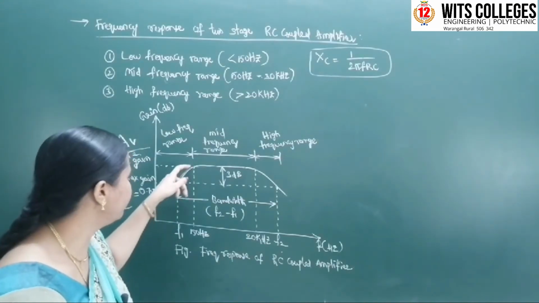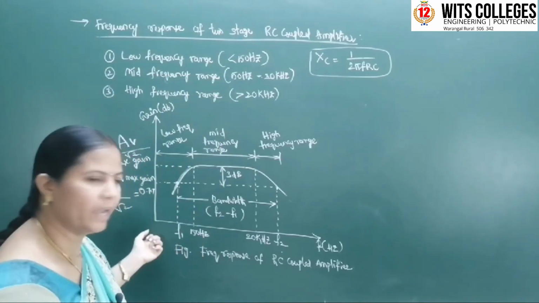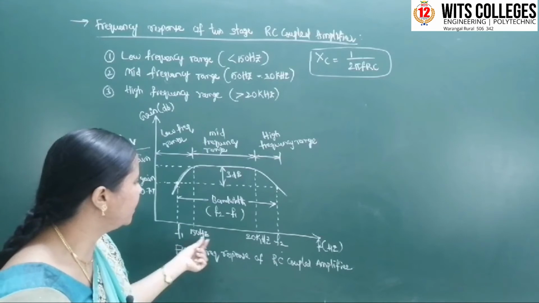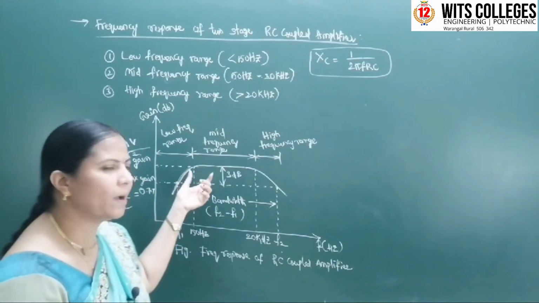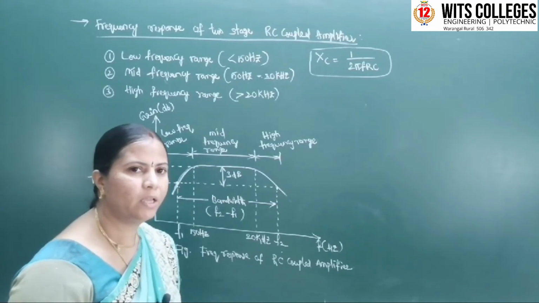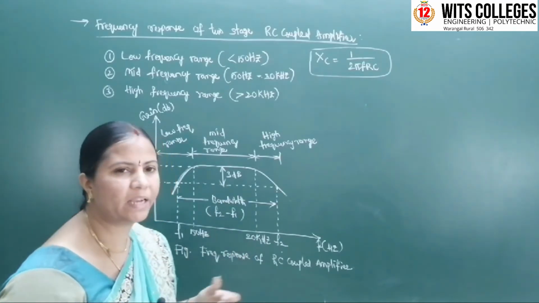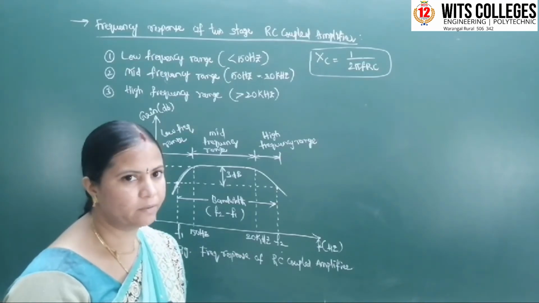That means the gain of the amplifier is going to be decreased at the low frequency range, that is below 50 Hz. So coming to the mid frequency range, that is between 50 Hz to 20 kHz, what will happen? Here the reactance of the coupling capacitor is very small, so it can be neglected.